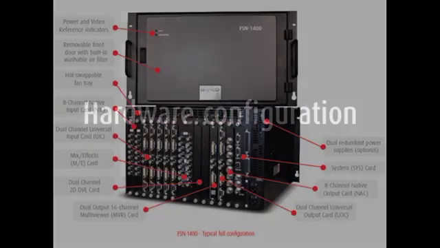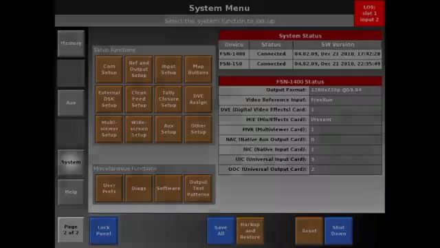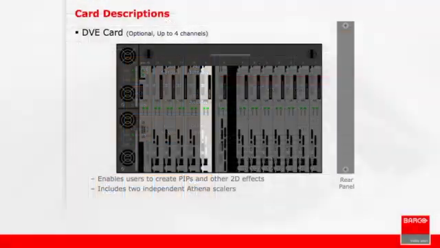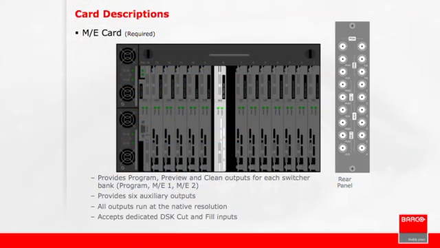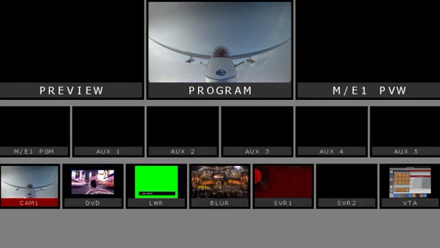To utilize the FSN as a ScreenPRO Plus, it does require a hardware configuration for both inputs and outputs. In the system menu, you'll notice that we have the system of a 1400 and a 150, as well as one DVE card for picture-in-pictures, obviously our mixer effects card, our multi-viewer card, which allows us to see all of our sources on one monitor.